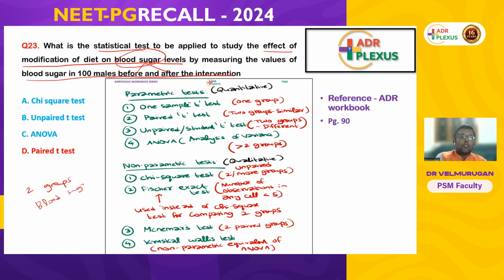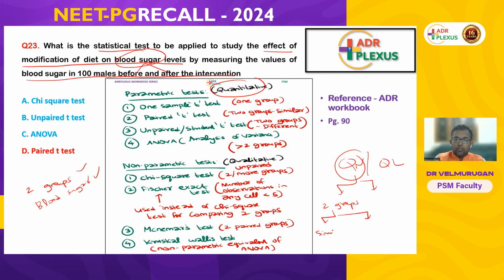Blood sugar, two measurements. Blood sugar is quantitative or qualitative? Blood sugar is a number, so it is quantitative. So quantitative, how many groups? Two groups. How are the two groups, similar or different? Now see, for the same 100 males before the intervention and after the intervention, so they are similar groups. So similar groups means it is a paired test.